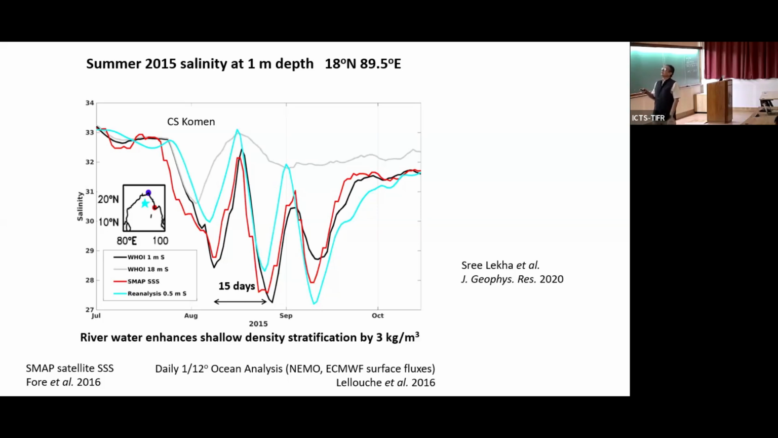So that's the Woods Hole Oceanographic mooring, 1 meter salinity in black. Time goes this way: July, August, September, and October. And also from SMAP and also from the reanalysis, 0.5 meter depth salinity. So they all show these 3 pulses of river water. That's salinity at 18 meters. Nothing much happens. At this time, there was a cyclonic storm which has mixed down the ocean to about 18 meters depth. But after that, it's very stratified.